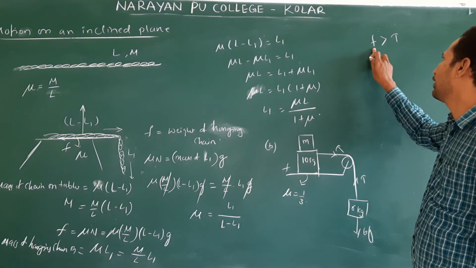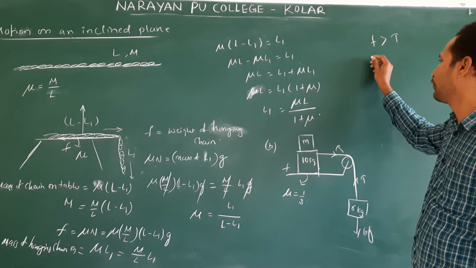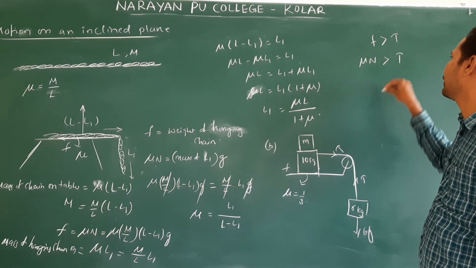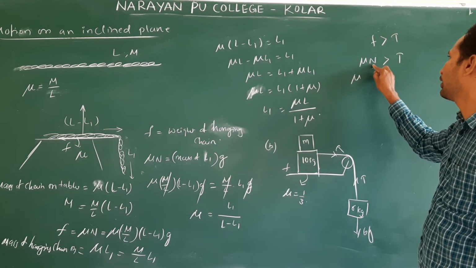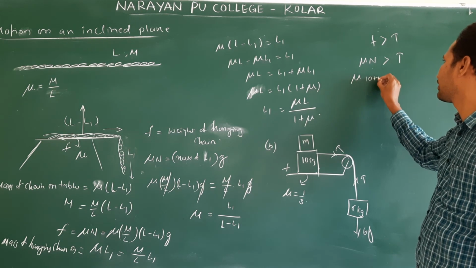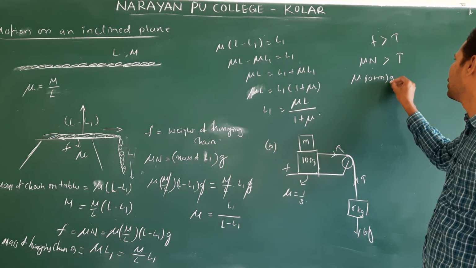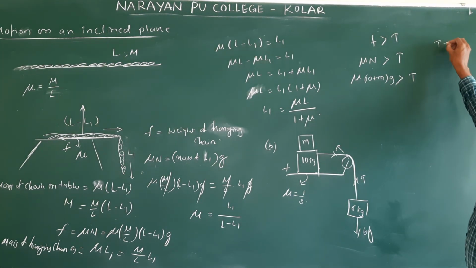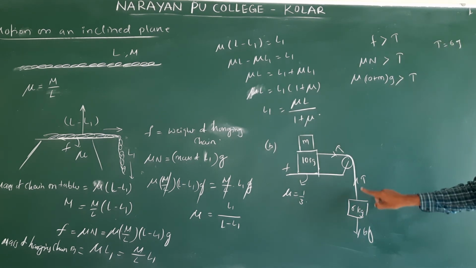Clear? What is F? The friction formula: F is mu into N, which should be greater than T. N is the total mass times g, so mu into (10 plus M) into g is greater than T. What is T from this equation? T is equal to 6g. So T balances with 6g.